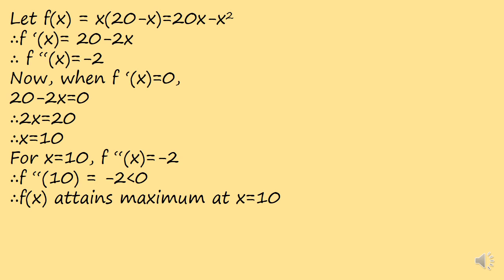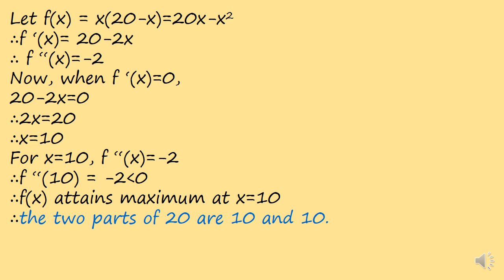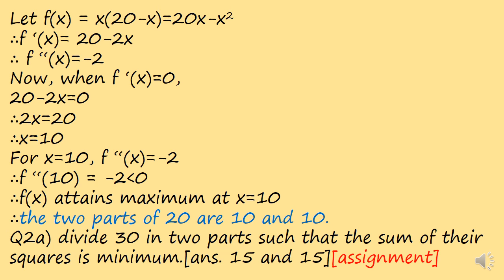What about the other answer? We have to find two parts of 20, isn't it? So the other answer becomes 20 minus 10, which is 10 again. So the two parts of 20 are 10 and 10. Now this sum, I have given it to you as an assignment. I have put the answer also in the bracket. You can just do it and see if you are getting the concept of it.